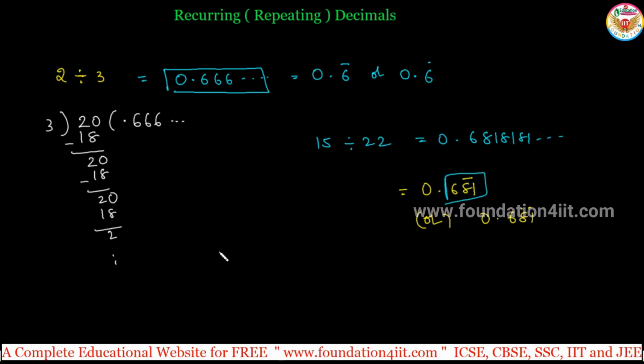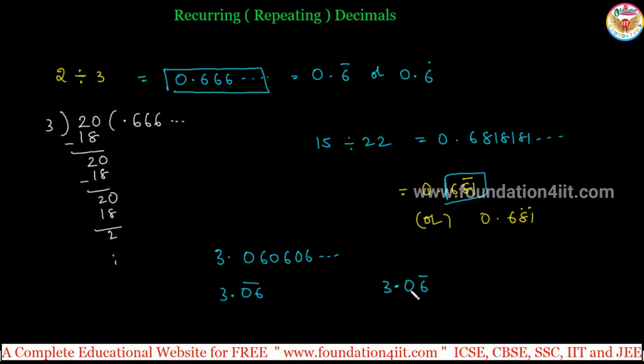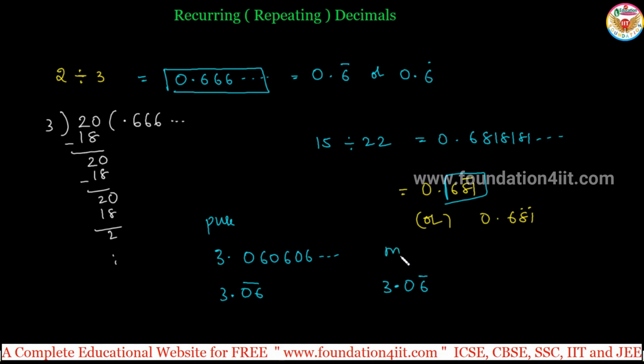For example, 0.060606, where 06 is repeating. After the decimal, the complete decimal part is repeating. This is the pure recurring decimal. Instead of that, 0.306, only 6 repeats. After the point, 3 and 0 are not repeated, only 6. So this is the mixed recurring decimal. A pure recurring decimal is a decimal number in which all the digits in the decimal part are repeating. And a mixed one is a decimal number in which all the digits in the decimal part are not repeating, only a few.